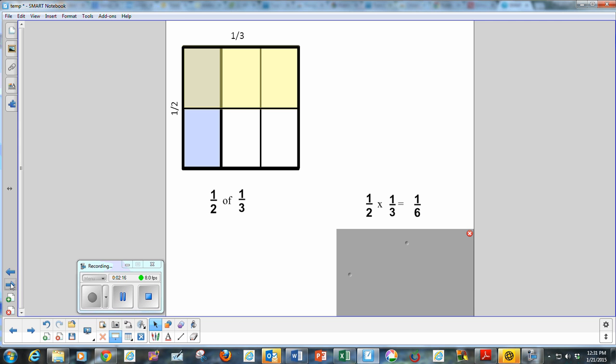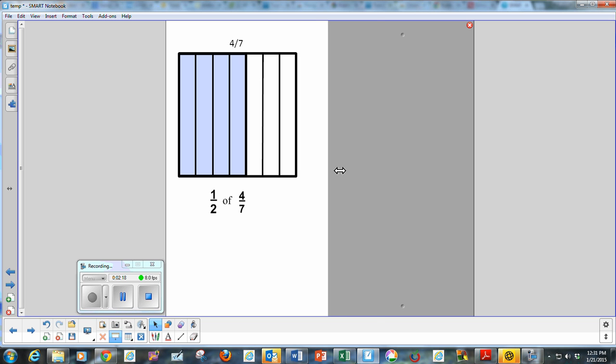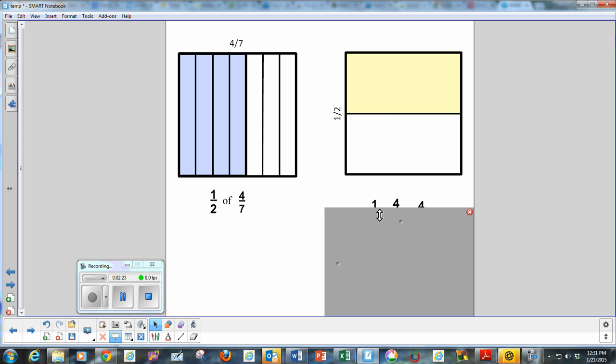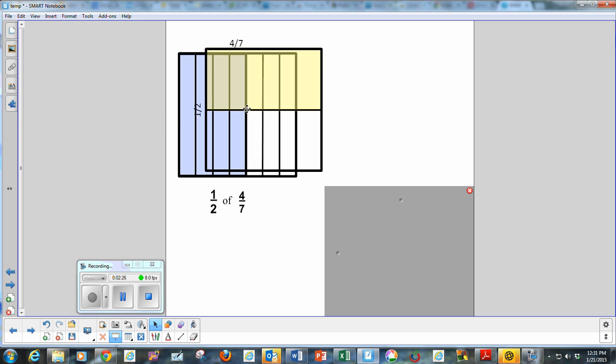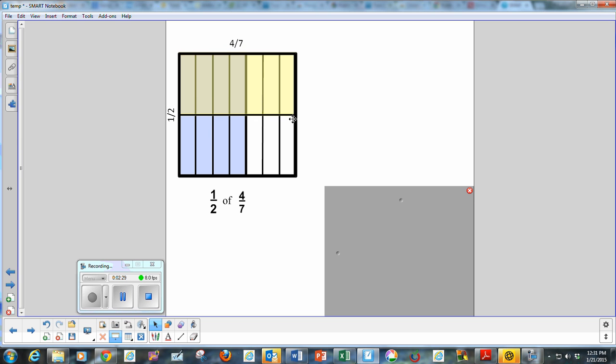And our last one here is going to be a little bit longer. So then we have 1/2 of 4/7. Again, it's just 1 times 4 and 2 times 7, which gives us 4/14, and we do have 1, 2, 3, 4 out of, there's 7 on top, so we have 14, right? But if you look at this, you can reduce this. 4/14 could be the same as 2/7.